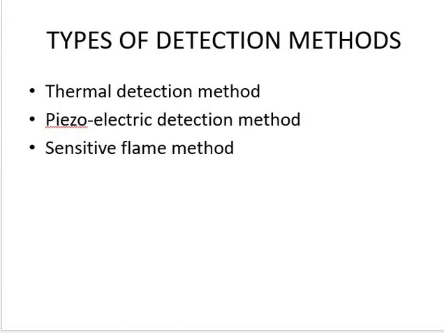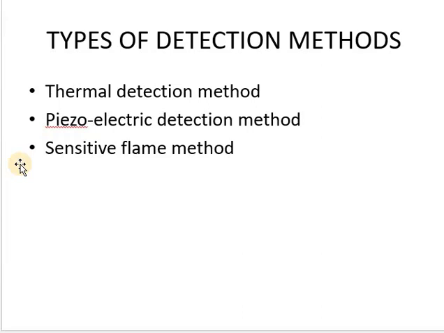The last method is the sensitive flame method, which is a very simple method. As I told you for the thermal detection method, at the places of the nodes and antinodes there will be temperature variation. At the places of the nodes, there will be compression and maximum temperature, and at the places of the antinodes, there will be rarefaction and cooling.